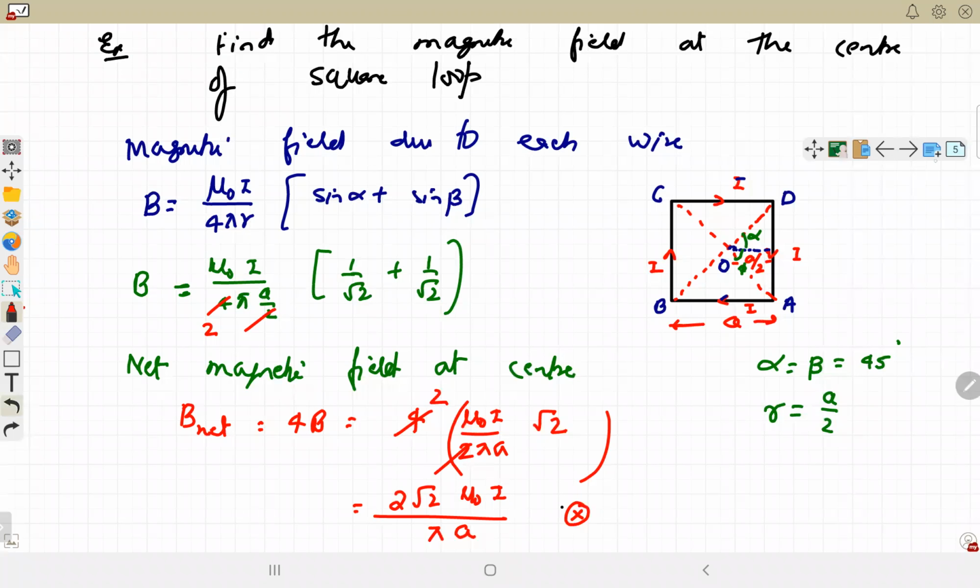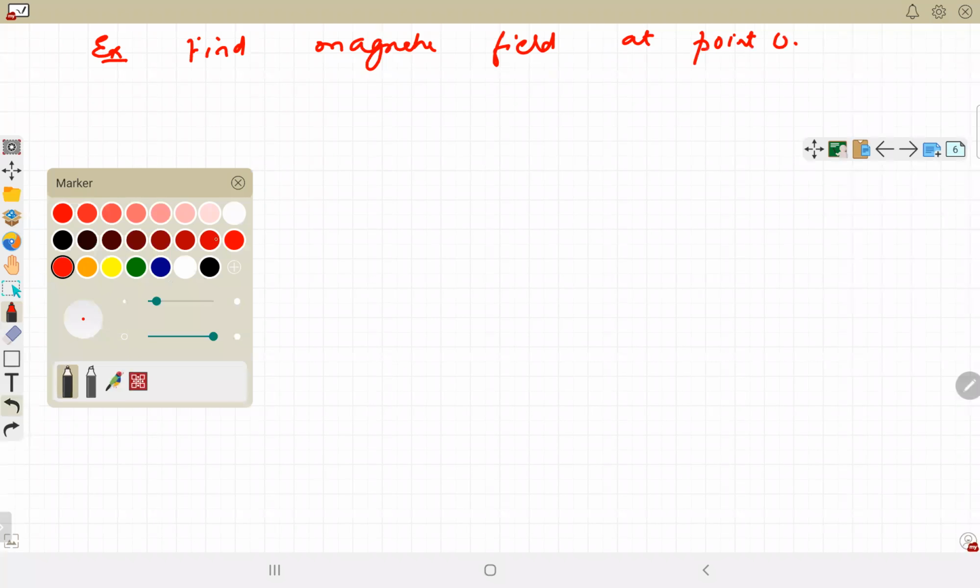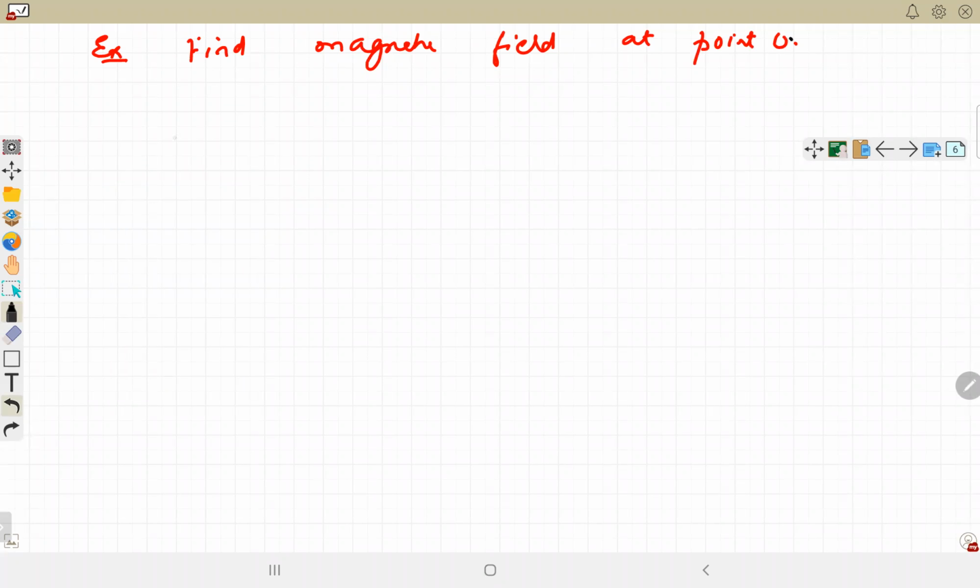Next, magnetic field. Calculate the magnetic field at point O in the following diagrams. Find the magnetic field at point O. And this is the wire, a semi-infinite wire. Then there is a semicircular wire.